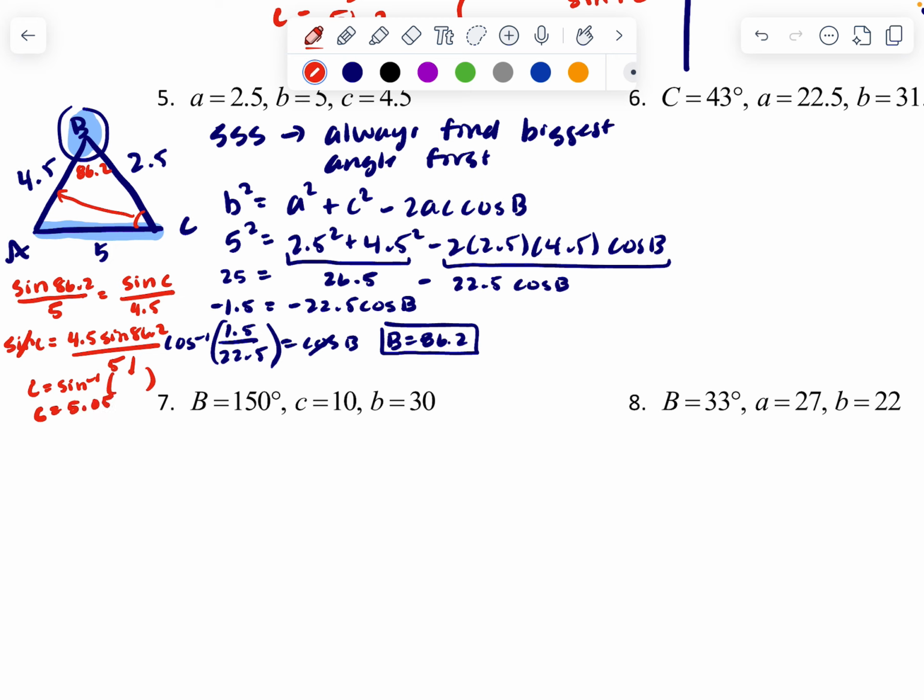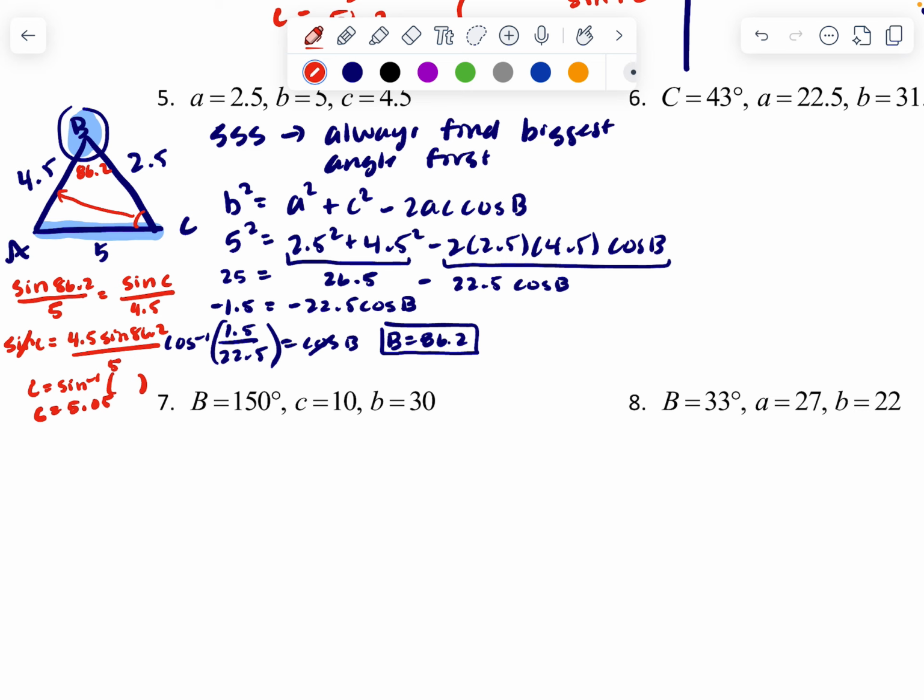That does not sound right. Let me try that one more time. Sine of 86.2 over 5 is sine of C over 4.5. Oh, I know what I did wrong. I plugged in a 51. That was a 5. There's not enough room here, so this is kind of messing me up. It's sine inverse of 4.5 sine of 86.2, all of that divided by 5, not 51. Okay, I got 63.9. That sounds a little bit better.